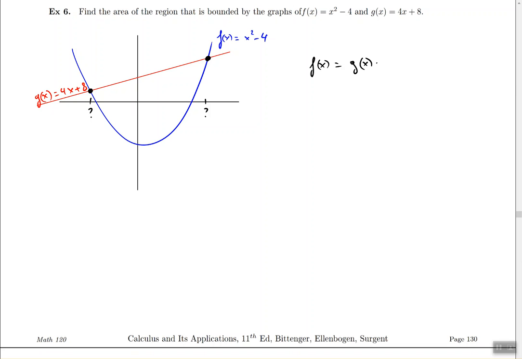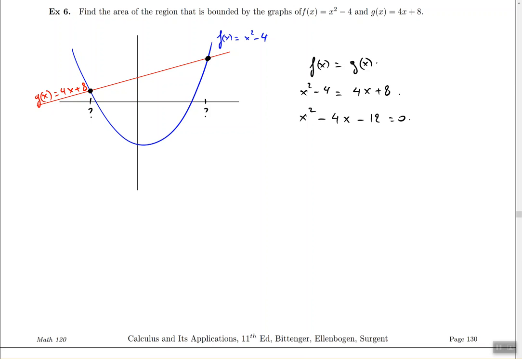Example 5 and 6 are very similar because they both have straight lines and parabolas, and we are again required to know what the intersection points are so that we can figure out the area between the two curves. And in order to find the intersection points in this problem, we have to set f of x equal to g of x. So in other terms, we have to set the equation x squared minus 4 equal to 4x plus 8.